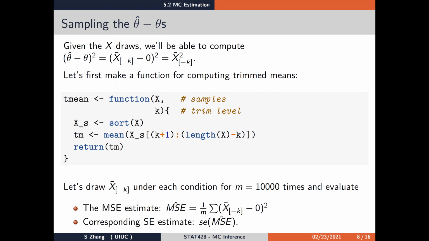So subsequently, let's draw the x bar minus k under each condition. So each of the p conditions and k conditions. And we will use an m of 10,000 again and try to evaluate what is the MSE estimate using Monte Carlo estimation. So I will denote that by MSE hat, which is given by the sample mean of x bar k minus 0 squared. And also, what is the standard error estimate associated with MSE hat? So how much random fluctuation do we expect in our estimated MSEs?